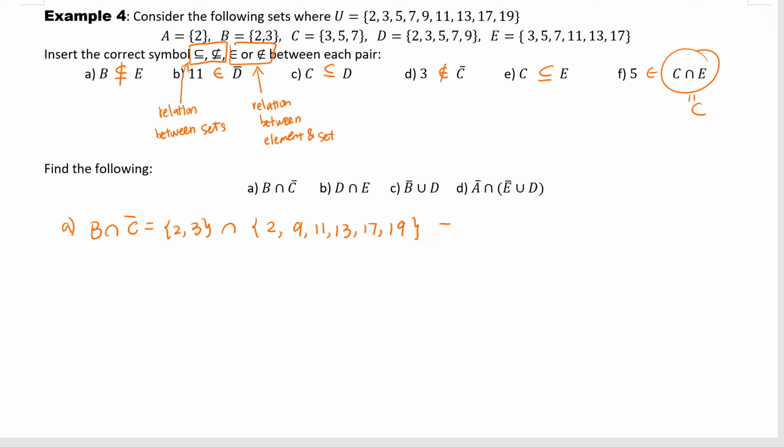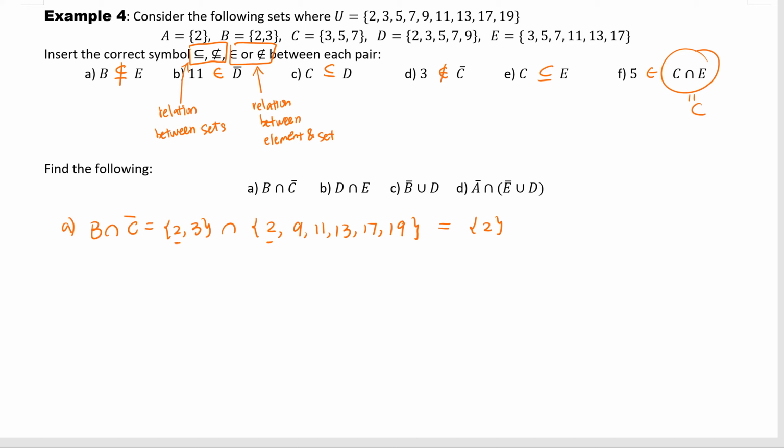All right. Intersection means we're looking for the common elements that are in both B and C complement. You can see the number 2. 2 is in both of them. So that's why the intersection is the number 2. So far, so good, everybody?